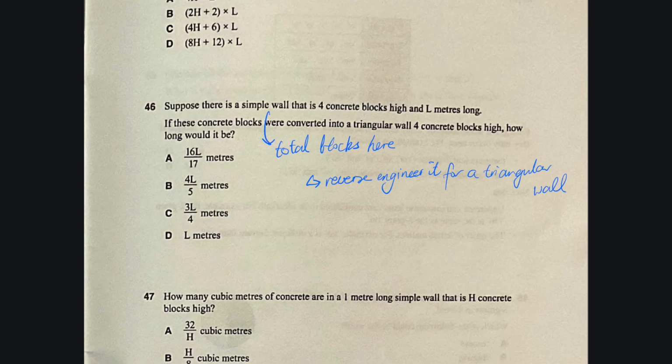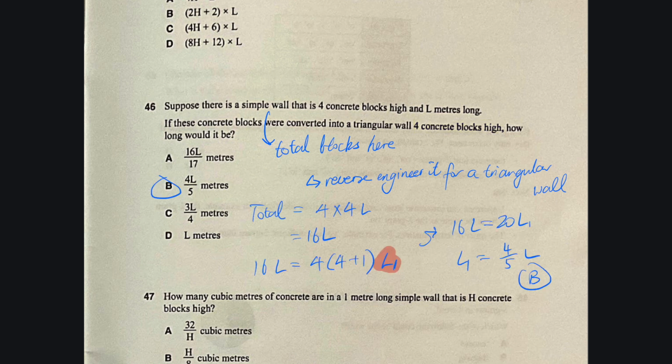Now looking at question 46, we have a simple wall that is 4 concrete blocks high and L meters long. And we're asked if all those concrete blocks that were in that simple wall were instead converted into a triangular wall, which was 4 concrete blocks high, how long would it be? So the gist of it is that we need to know how many total blocks were used to make that simple wall. And then we sort of reverse engineer that and find out what the length of the triangular wall would be. Because we kind of know the height of the triangular wall, we will know the total number of blocks needed, and we just need to figure out the length.